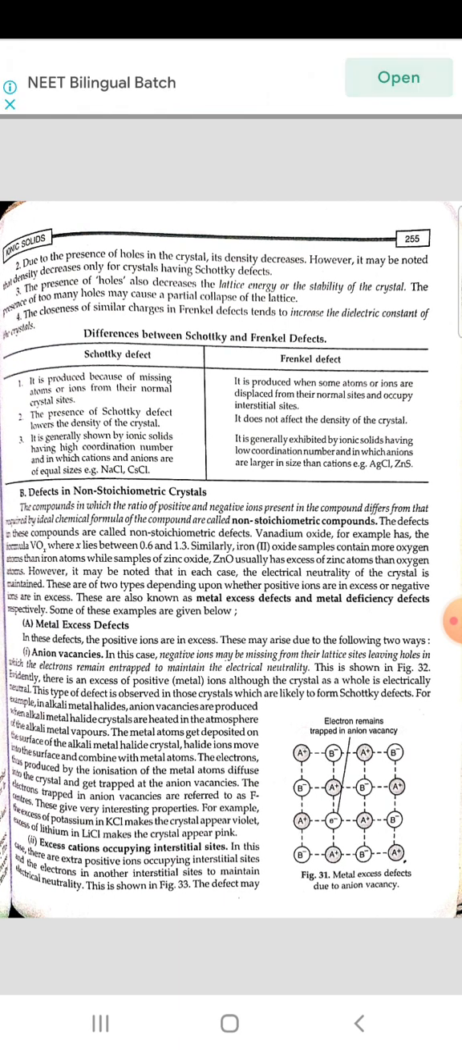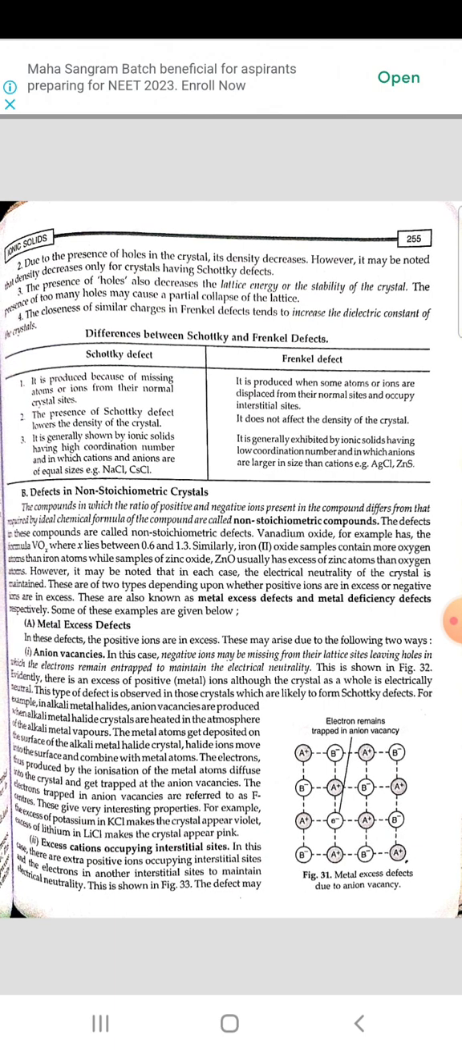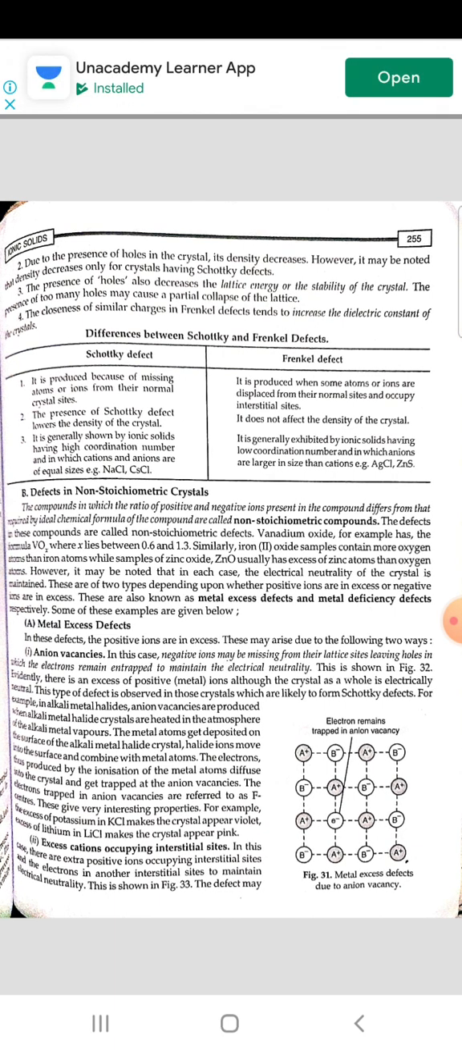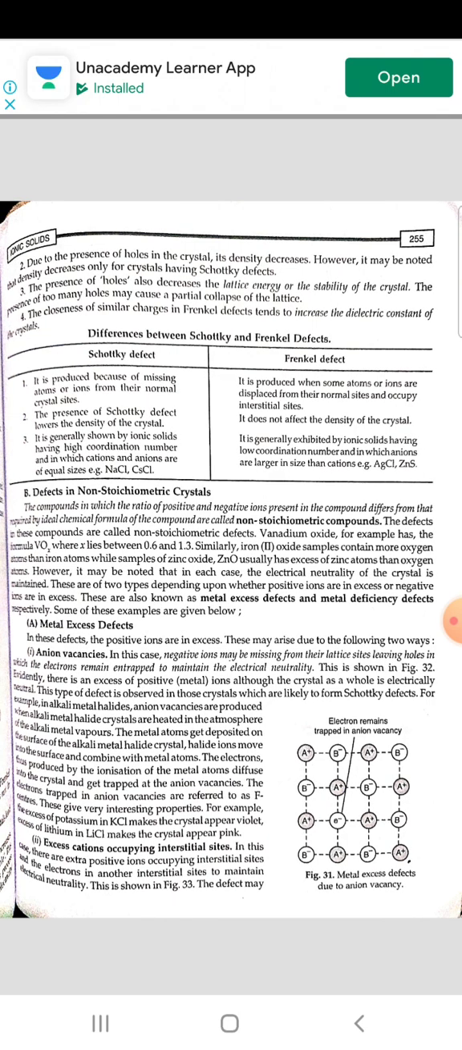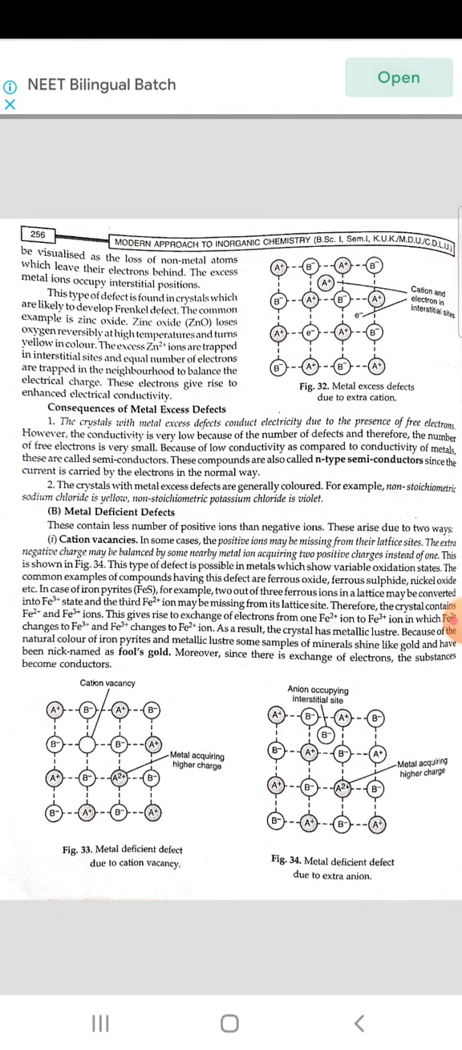Excess cations occupying interstitial sites. In this case, there are extra positive ions occupying interstitial sites and electrons in other interstitial sites to maintain electrical neutrality. This is shown in figure 33. The defect may be visualized as the loss of non-metal atoms which leave their electrons behind. The excess metal ions occupy interstitial positions. This type of defect is found in crystals which are likely to develop Frenkel defect. The common example is zinc oxide.